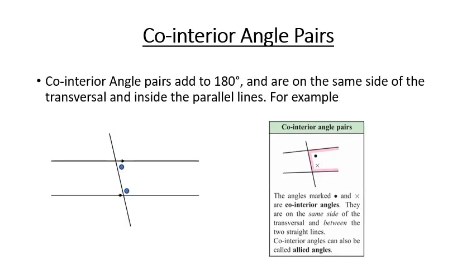And the last pair of angles that we're going to talk about are co-interior angles. Now, co-interior angles add up to 180 degrees. So when you add them both, you get 180. And they are on the same side of the transversal. So the transversal, again, is here. Co-interior angles are on the same side and inside the parallel lines. Okay? And they add up to 180 degrees. Sometimes they're also called allied angles.